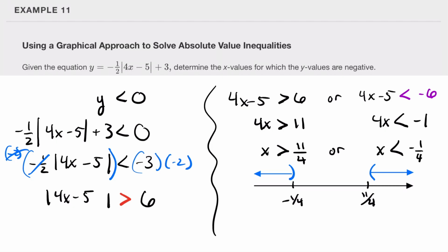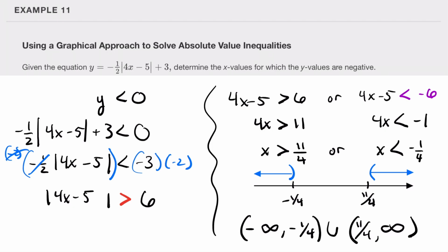So now that we have the graph, I feel like from there it's easiest to write the interval notation. The far left is negative infinity up to negative 1/4. And then we got 11/4 up to positive infinity. Infinity always gets a parenthesis. And because we don't use either of these endpoints, they also get parentheses. And then we combine these two sets with the union.